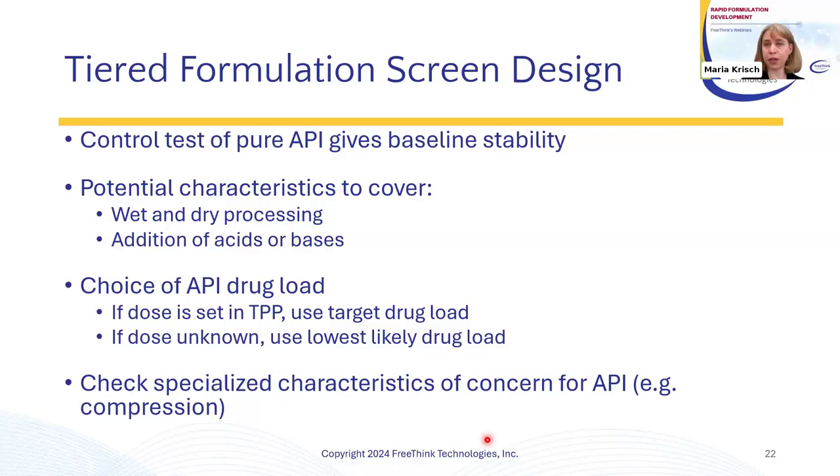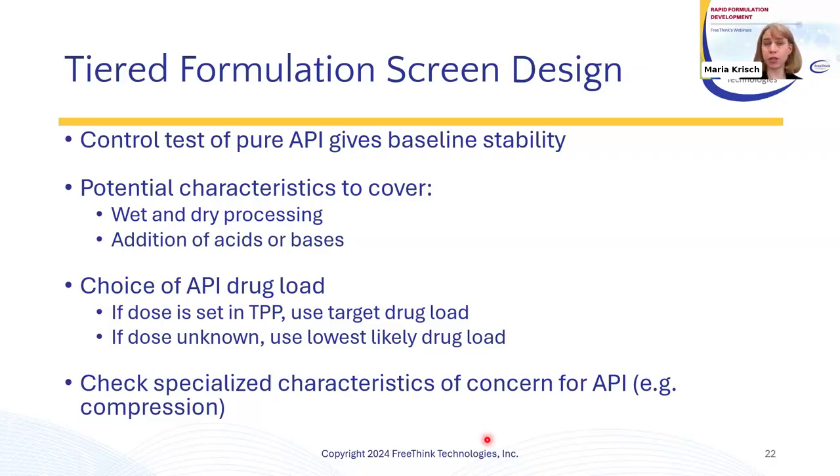And I will say in the few cases I've seen where the tier 1 formulation did not meet the stability target, it actually turned out that the pure API also didn't meet the stability target, right? So you were dealing with an API that itself did not meet the target shelf life. So it was not a surprise once you realize that the formulated API was failing.